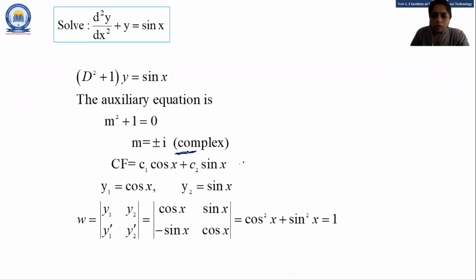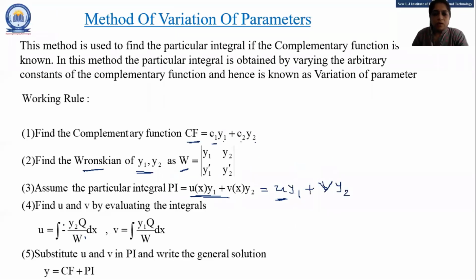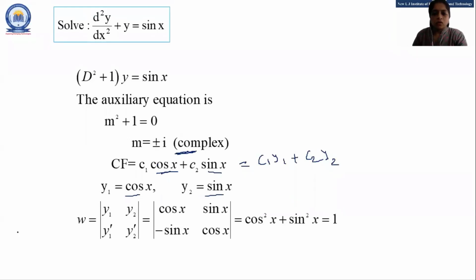As I told you, the multiple of c1 is y1 and the multiple of c2 is y2. So y1 is what? Cos x, right? And y2 is what? Sin x. So our first step is complete now. We find CF. Our first step, find the complementary function, is complete. Now the second step is to find the Wronskian of y1, y2, right? So now the second step, the Wronskian is y1, y2, y1 dash, y2 dash.